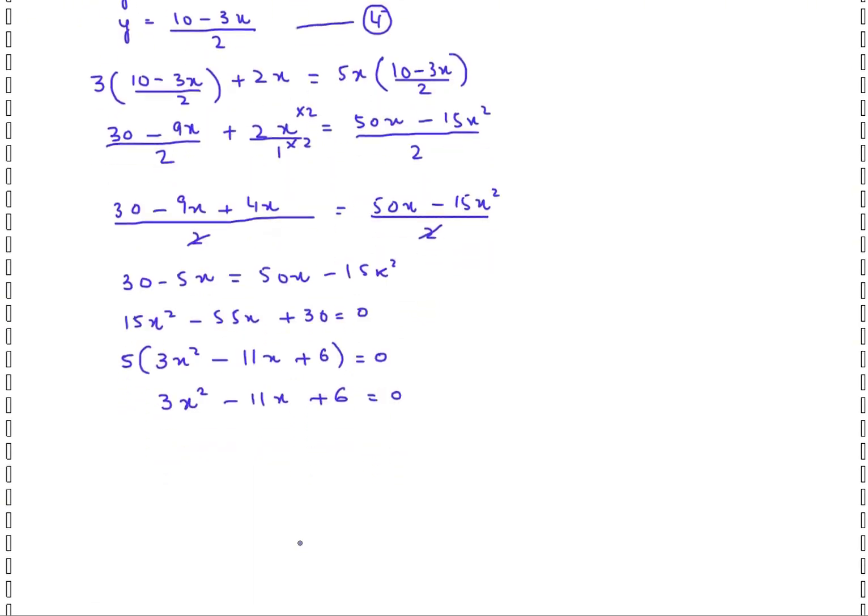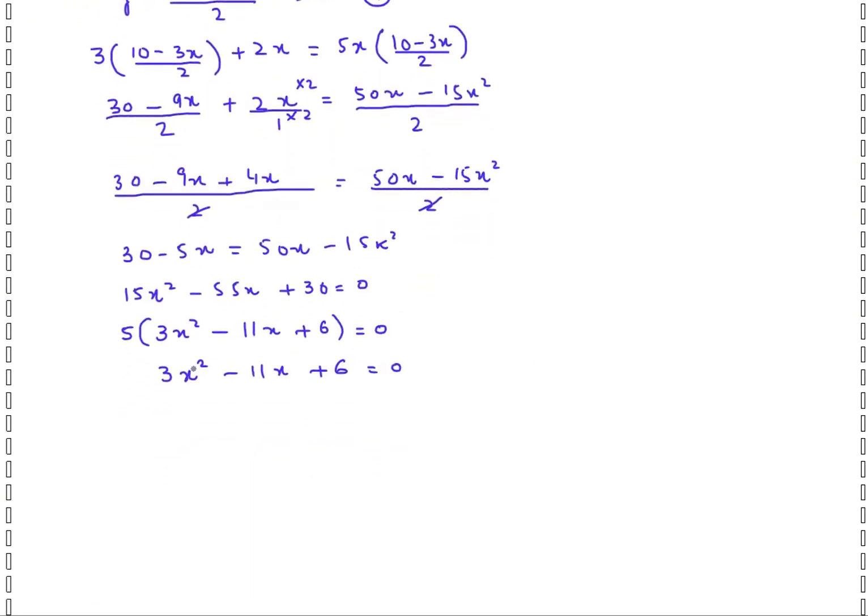Now we'll factorize it using middle term breaking. We'll multiply 6 by 3x squared. We will get 18x squared. 9 and 2 are the factors of 18. 9 2s are 18, 9 plus 2 is equal to 11. As we have negative 11 here, both the signs have to be negative. Minus 9x minus 2x will give minus 11. So we have here 3x squared minus 9x minus 2x plus 6 is equal to 0.